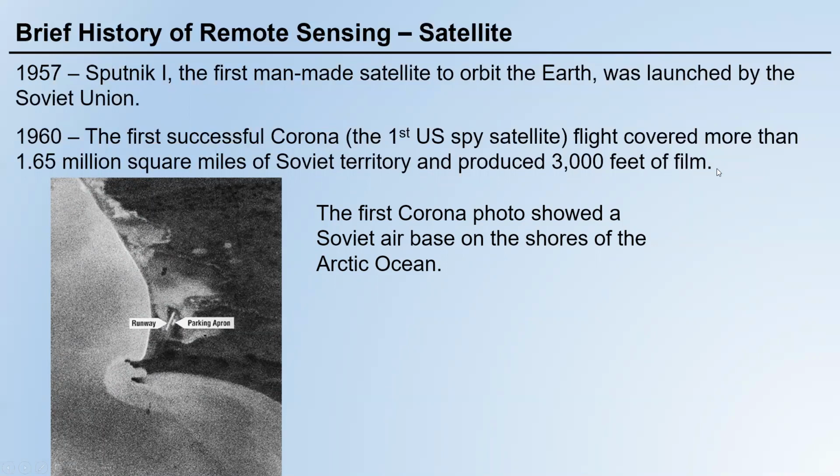Back then, there was no digital camera, so everything was recorded on film, right? The first Corona photo showed a Soviet airbase on the shores of the Arctic Ocean, a parking apron and a runway. So it's very important. When there is a war, usually one of the first targets should be airports, right? You should destroy all those runways so the enemy's planes cannot take off. It's a huge advantage. So finding out the positions of all those airports is pretty important.